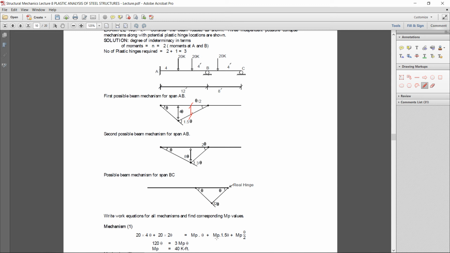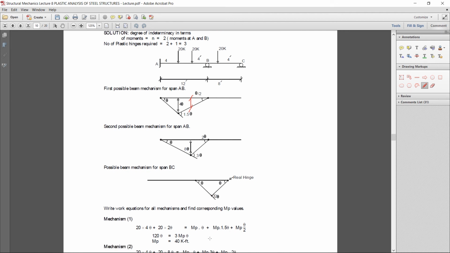Mp into theta, Mp into 1.5 theta, Mp into theta by 2. After simplification, 120 theta on the left side, 3 Mp theta on the right side. The Mp you are getting, the maximum plastic moment, is 40 cubic feet.